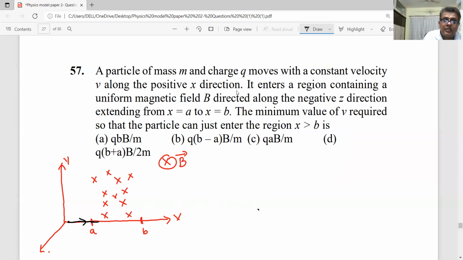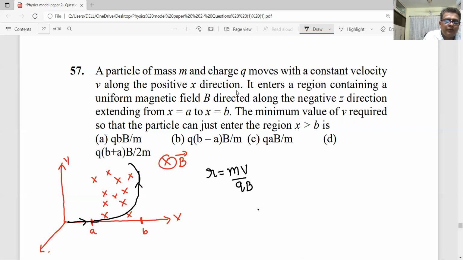But the question is, what is the minimum value of v so that the particle can just enter the region x greater than b? Yes, this is exactly how it has to go. Just greater than b, of course, then it will be going in this path. Now, what is this value? We know, my dear students, the formula R is equal to mv divided by qB. The radius of the circular path of a charged particle is given by mv by qB.